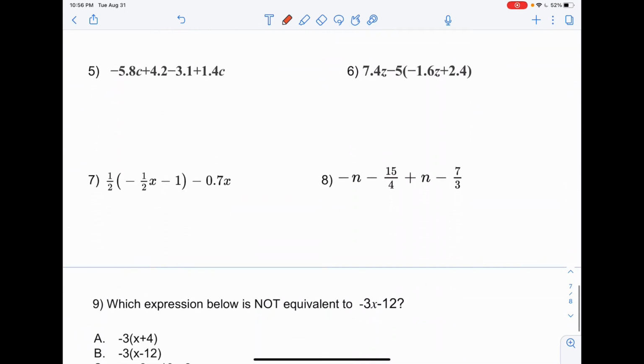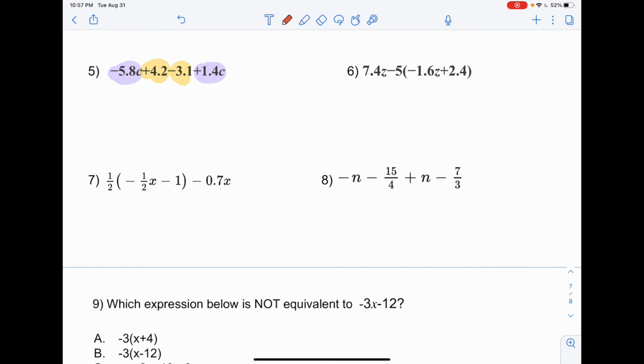We have combining like terms with decimals here. We will continue with the same process and strategy. This time we're not only focusing on negative numbers, but negative decimals. So let's go ahead. We're going to combine like terms by first identifying the like terms. We have negative 5.8c, and then we have positive 1.4c. Then we have positive 4.2, and then we have negative 3.1.